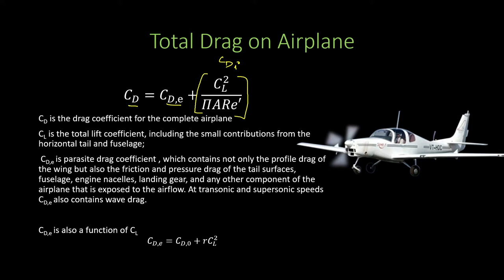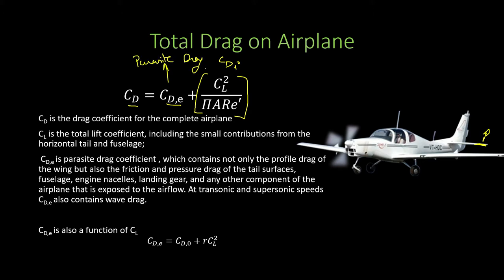So this is our aircraft. Its tail is also contributing to some lift. Its fuselage might also be contributing to some lift. So CL is the total lift coefficient, not just the lift coefficient of the wing. And CDE is now the parasite drag. Now this is known as parasite drag.